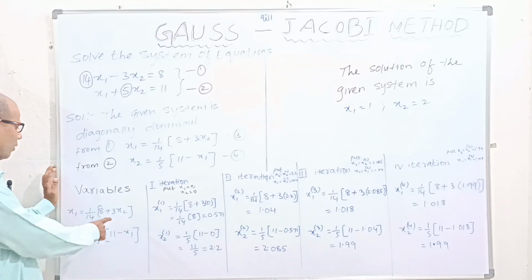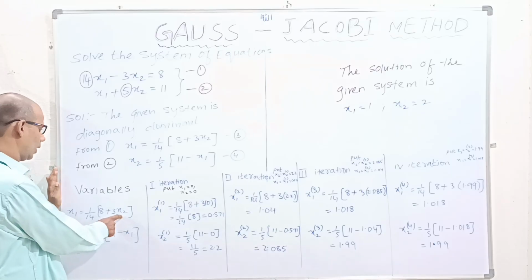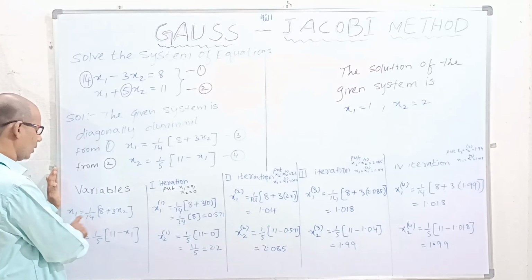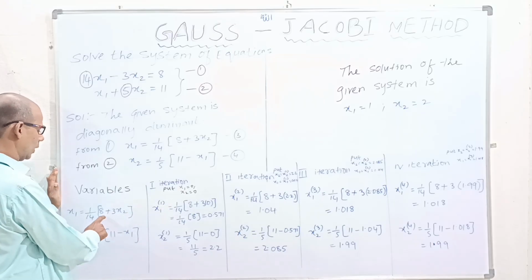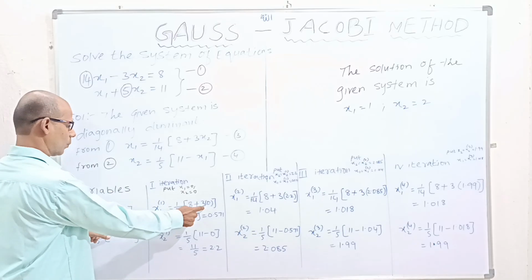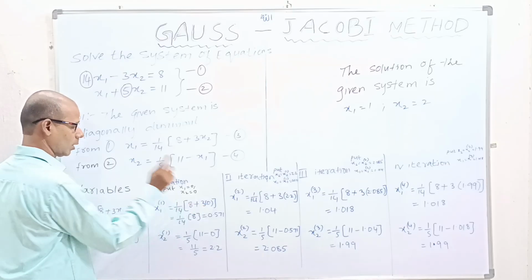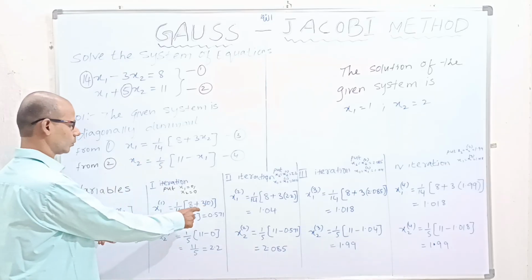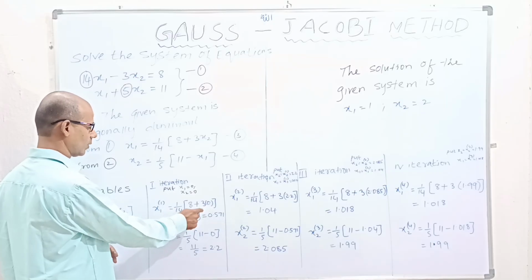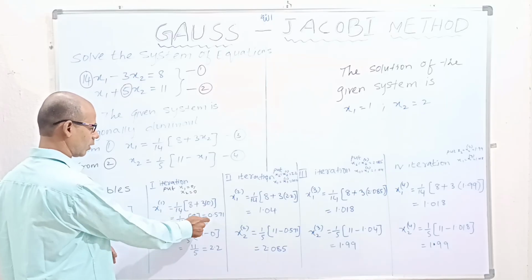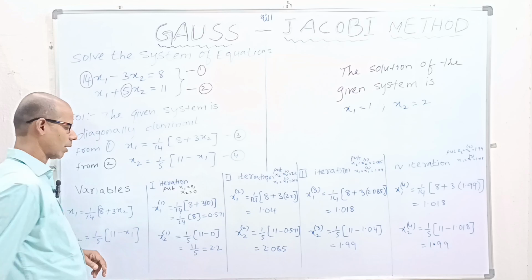Then if I put x2 is equal to 0 here, the first iteration of x1 is equal to 1 by 14 into 8 plus 3 into, instead of x2, I have to put 0. So 3 into 0 is how much? 0. So 1 by 14 into 8 plus 0 is 8. So 8 by 14 is equal to 0.571.